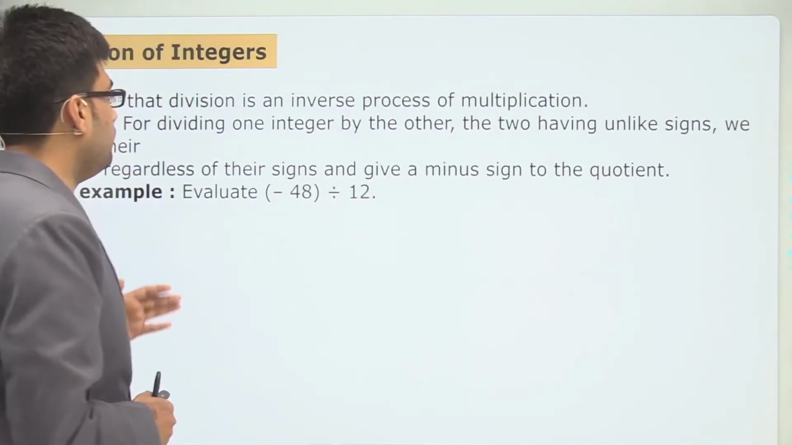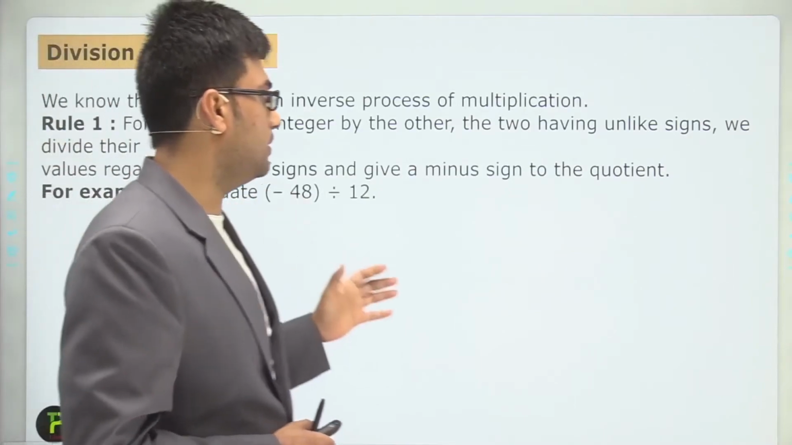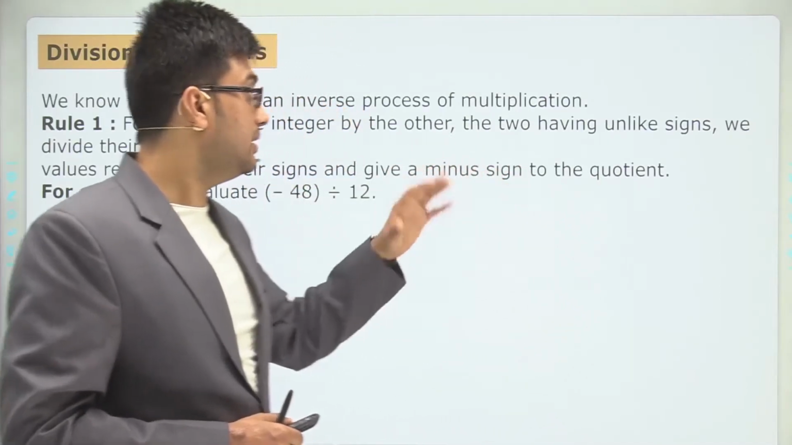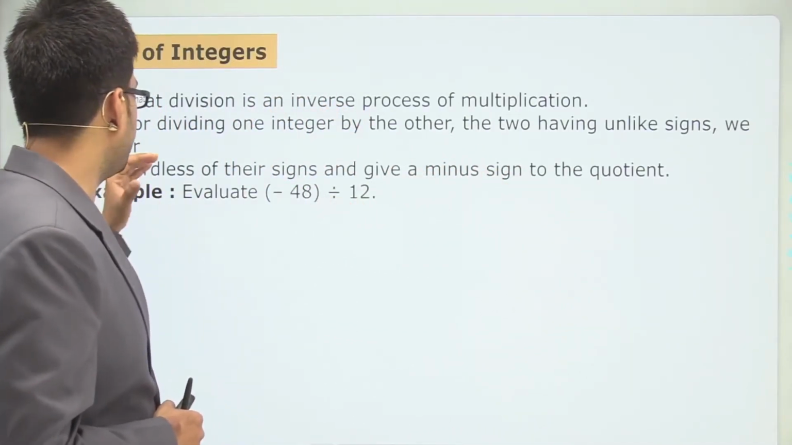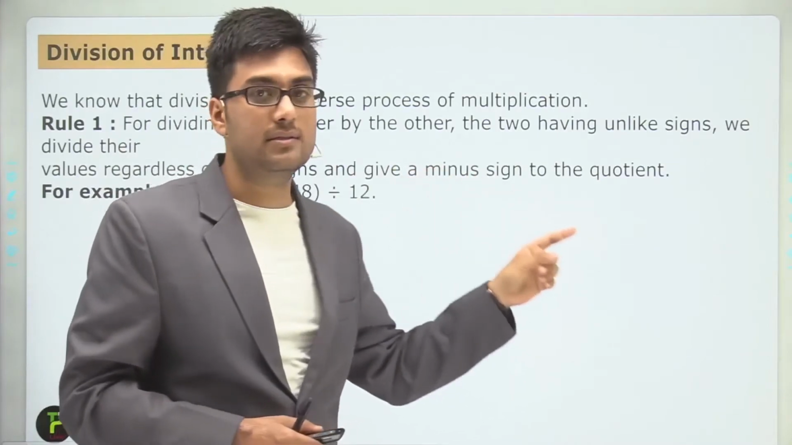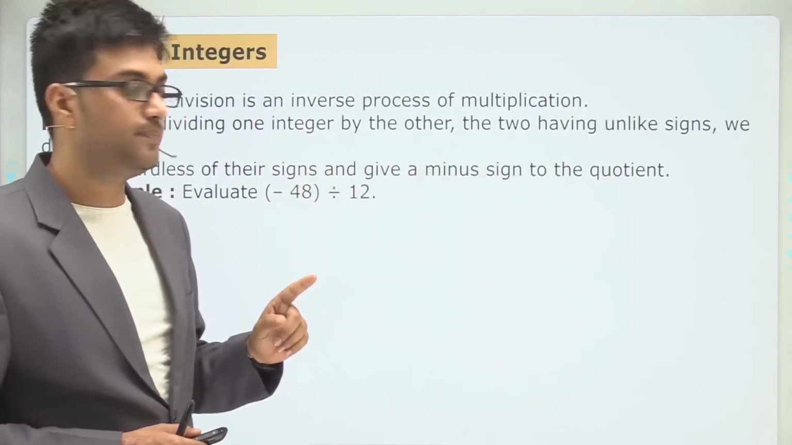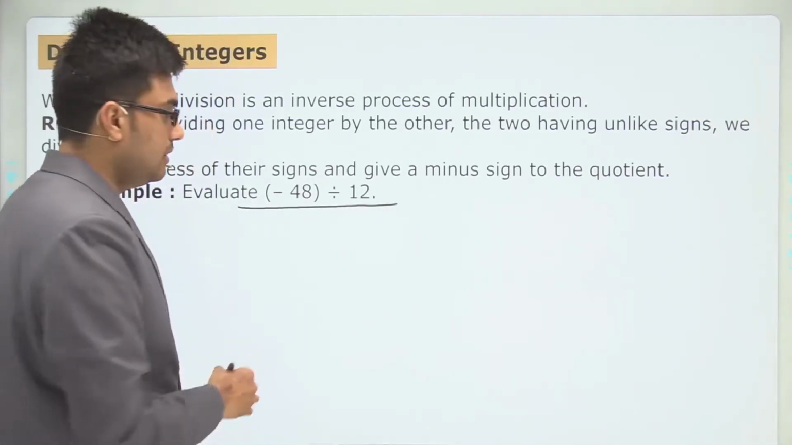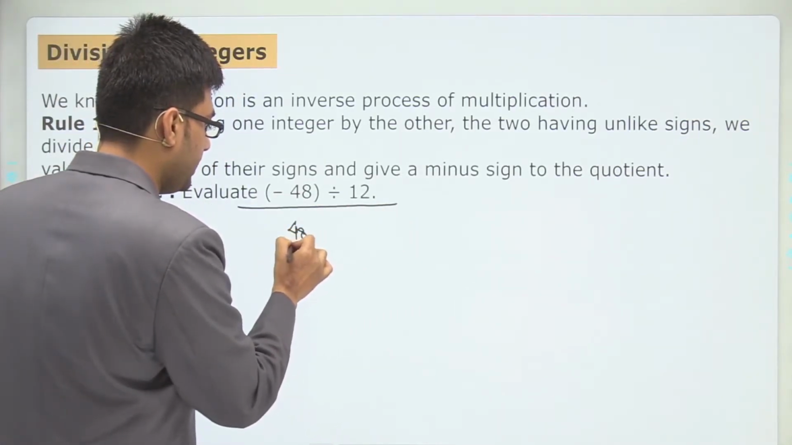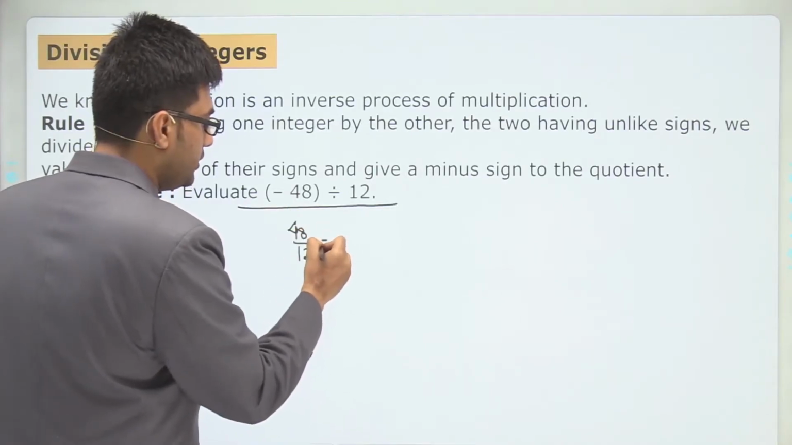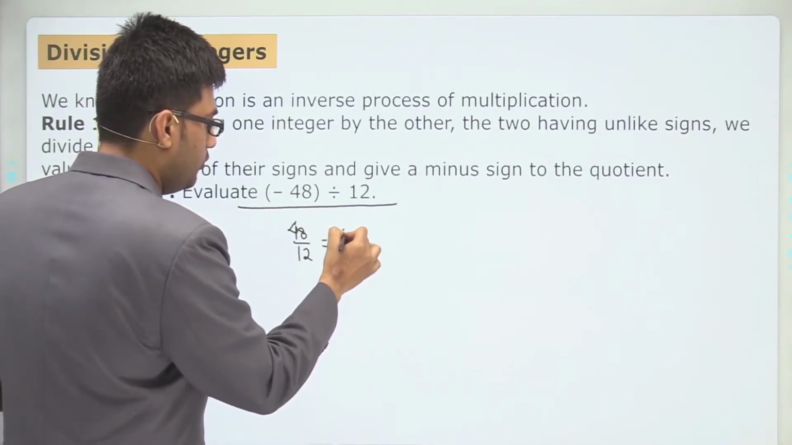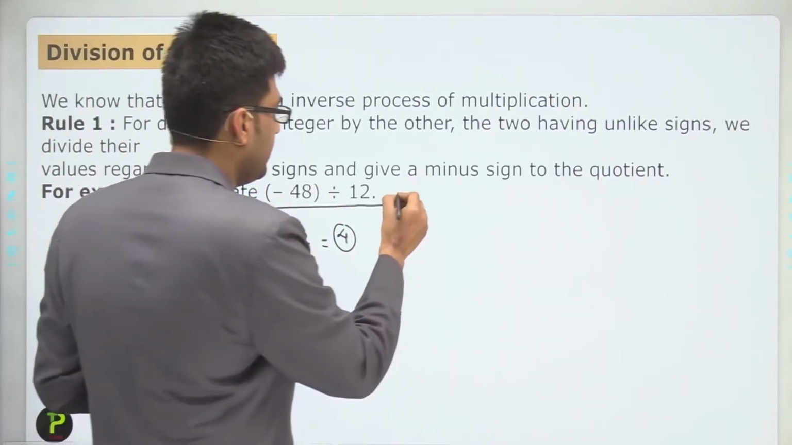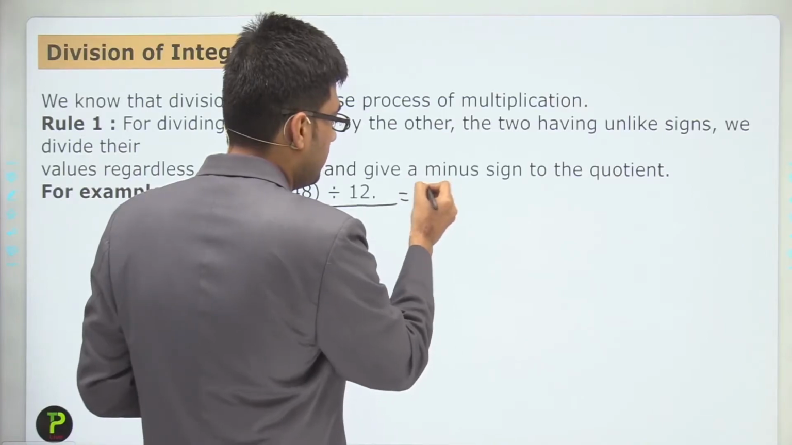So the first rule is for dividing one integer by the other, the two having unlike signs. If both have unlike signs, then we divide their values regardless of their signs and give a minus sign to the quotient. Clear? So if we have -48 divided by 12, then we have to divide 48 by 12, and the quotient is 4. And here the signs are unlike, so we write it equals -4. Clear?